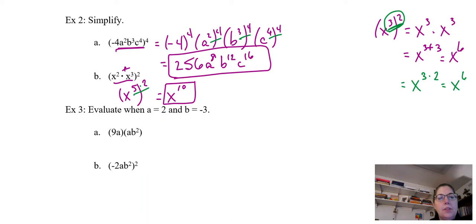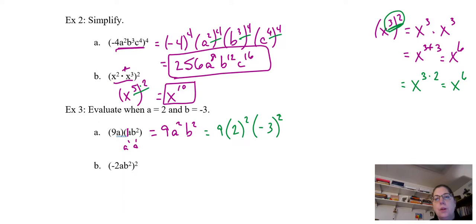When I combine these, there's just an invisible 1 in front of that A. So 9 times 1 is still 9. I have a to the first and a to the first. So 1 plus 1 gives me a to the second. And there's no other b, so it's b to the second. Now what I need to do is plug in the 2 and the negative 3. A is 2, and it asks me to square that. B is negative 3, and again, it's asking me to square that.